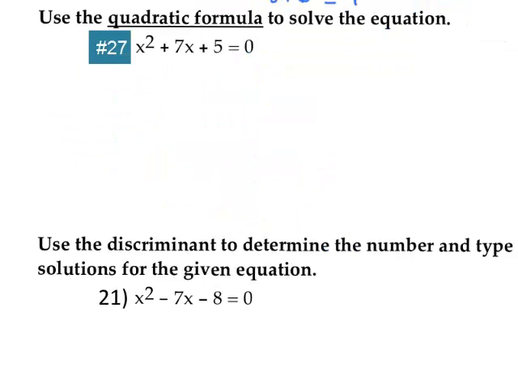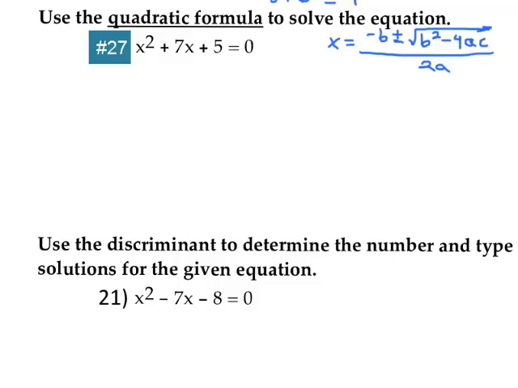Use the quadratic formula to solve the equation. So let's write out the quadratic formula. Okay, there's the quadratic formula. x equals negative b plus or minus the square root of b squared minus 4ac all over 2a.